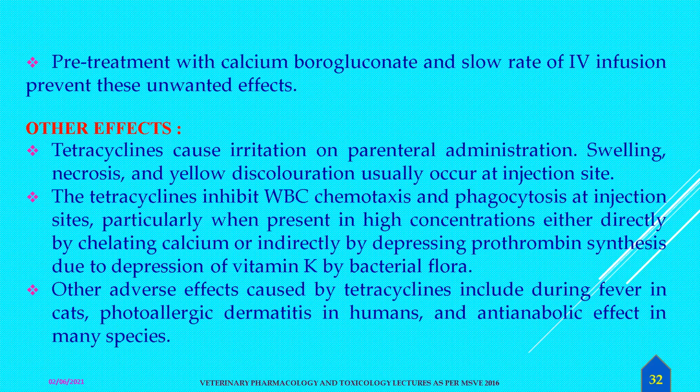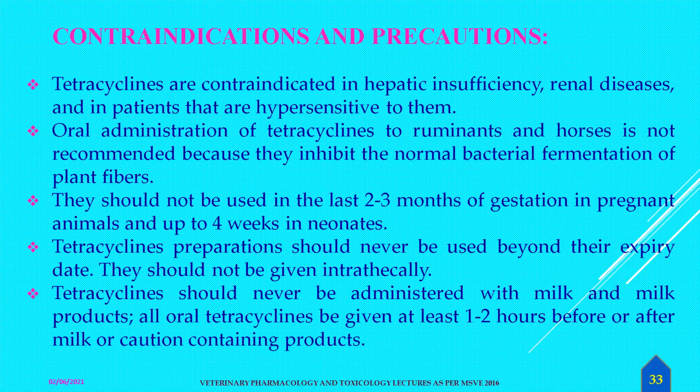Then contraindications and precautions. Tetracyclines are contraindicated in hepatic insufficiency, as they may cause hepatotoxicity. And they are not indicated in persons who are hypersensitive to the tetracycline. And oral administration of the tetracyclines to ruminants and horses is not recommended because they inhibit the normal bacterial fermentation of the plant fibers. Hence, they should always be administered, as far as possible, IV, because IM is very painful, and they should not be used in the last second or third month of gestation, especially in pregnant animals, and up to 4 weeks in the neonates, especially calves.